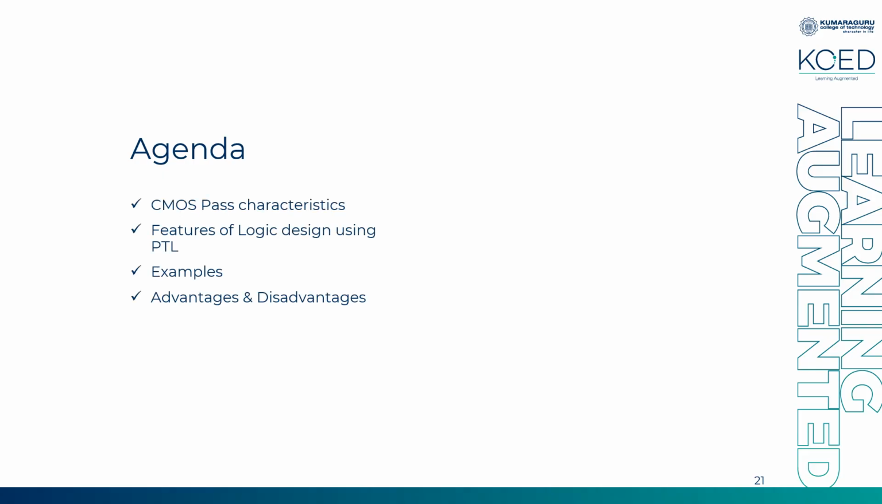Before moving into logic design using pass transistors, first let us analyze how an NMOS acts as a pass transistor and PMOS acts as a pass transistor, and then we'll see some properties or features of PTL logic, and then we'll see some of the examples, that is AND and OR logic designed using pass transistor logic cell. Finally, we'll be going through some advantages and disadvantages, plus and minus of this logic.